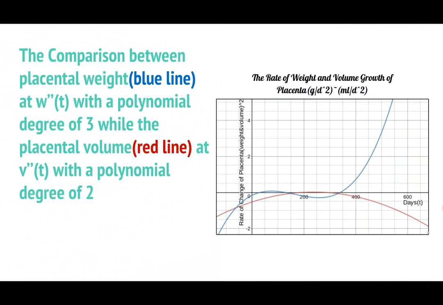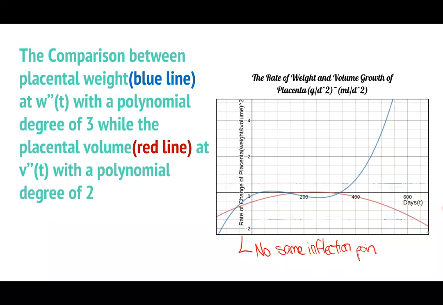We converted into days because the comparison between the placental weight and the placental volume had to happen, and the placental weight was already in days. So the placental weight, W double prime of T, with a polynomial degree of 3, while the placental volume, V double prime of T, with a polynomial degree of 2, was graphed on the right. The graph represents the inflection points, W double prime of T and V double prime of T, and the polynomials are graphed on here.